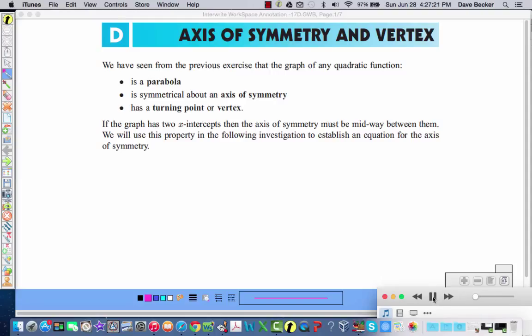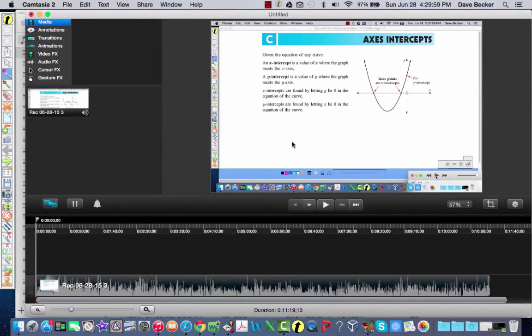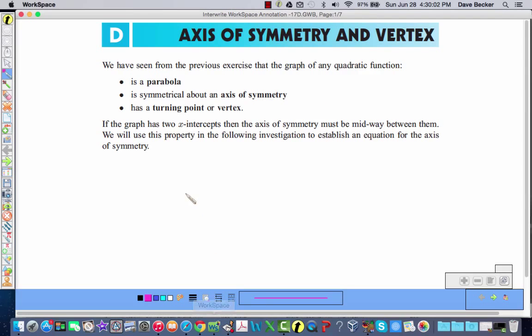And today we are going to talk about the axis of symmetry and vertex of a parabola. So, how did this pop up? We are talking about axis of symmetry and vertex of a parabola. So the graph of any quadratic function is a parabola. It has an axis of symmetry. It has a turning point or the vertex.